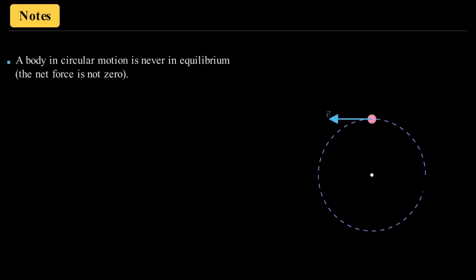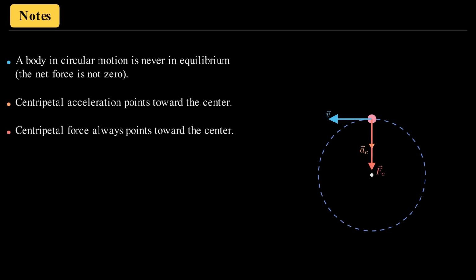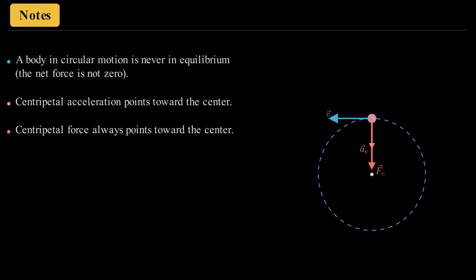Now remember, a body that has circular motion is never at equilibrium. Centripetal acceleration points to the center of the circle. Centripetal force always points to the center.